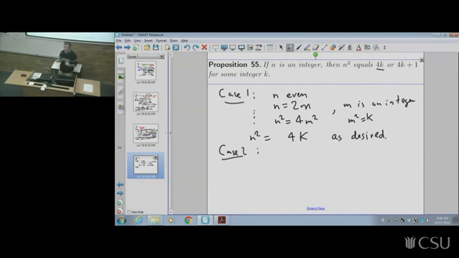Case 2 is the same thing. Really, it's the same idea. So how do you work it out? What does the other side look like?